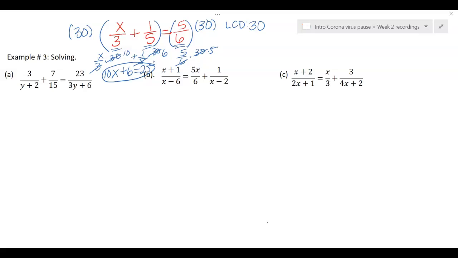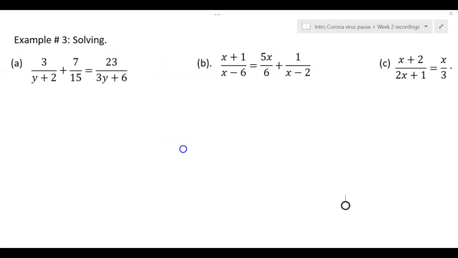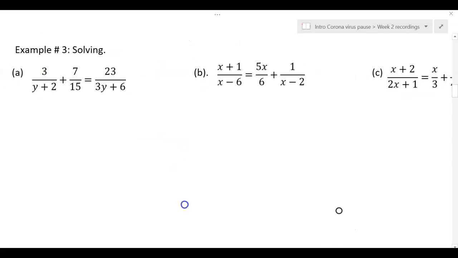So that's going to be our focus. Our focus is going to be to use the least common denominator. So we still need those skills from addition and subtraction. However, we're going to use the least common denominator in a way that's a little bit different. We're going to be multiplying everything by that value.